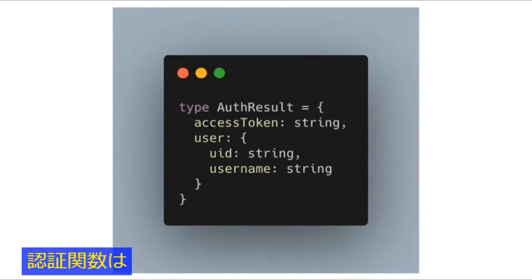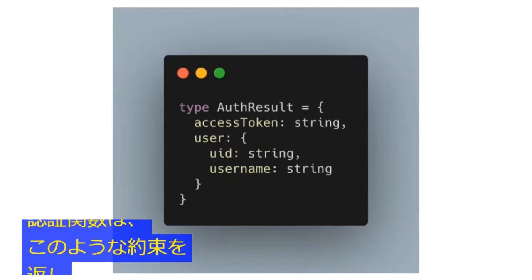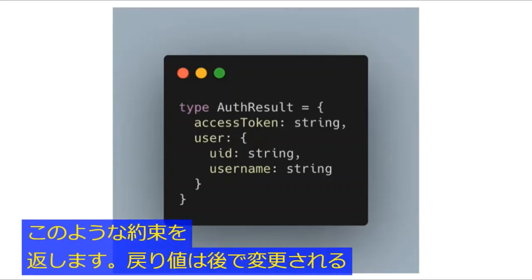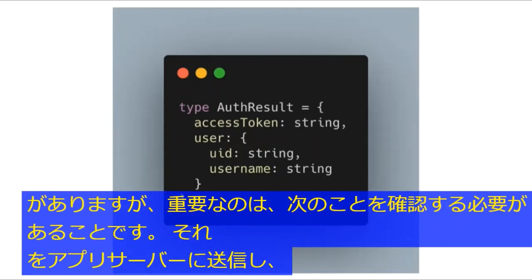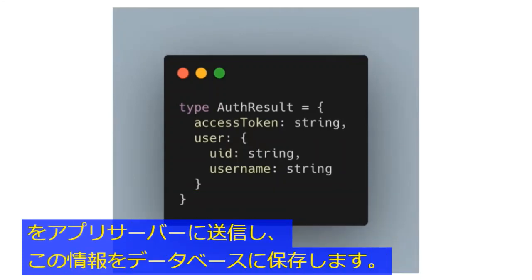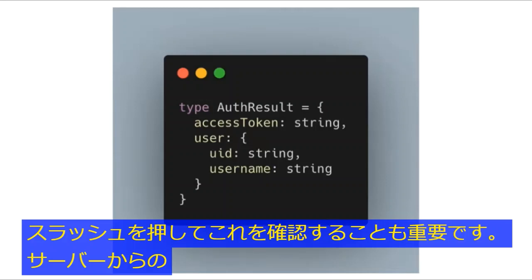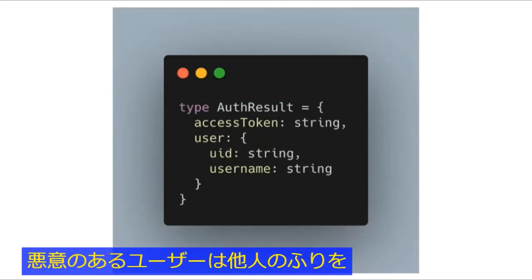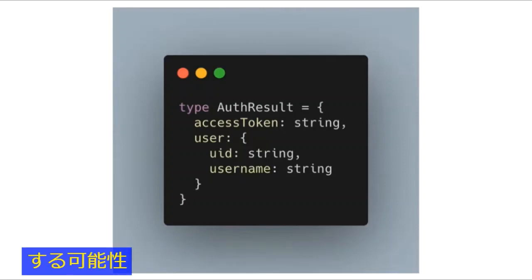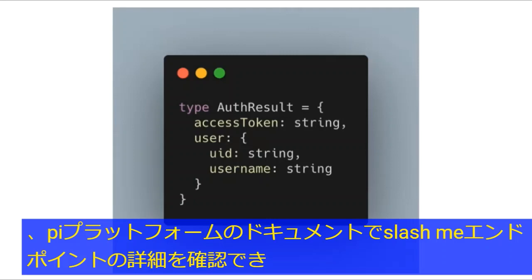The authenticate function will return a promise, which looks something like this. The return value might change later, but what's important is that you need to make sure to send it to the app server and store this information in your database. It's also important to verify this by hitting /me endpoint from your server, because malicious users can pretend they're someone else. You can find more about the /me endpoint on our Pi platform documentation.